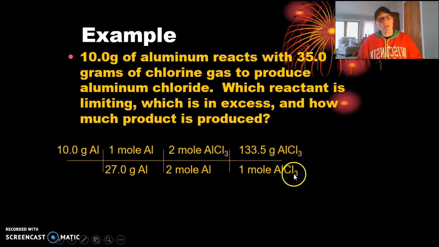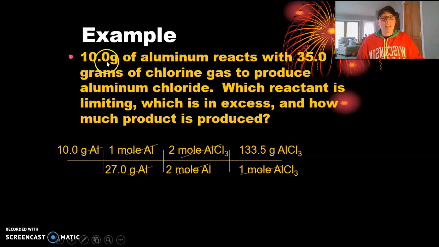We're going to add up from the periodic table 1 Al and 3 Cls. When we add that up, that comes out to 133.5 grams. So we have gone from grams of aluminum to grams of AlCl3 using the balanced chemical equation and the periodic table. Now we're going to go ahead and cancel everything out, and we see that the units that remain are just grams of AlCl3, which is what we want, so we're good to go.